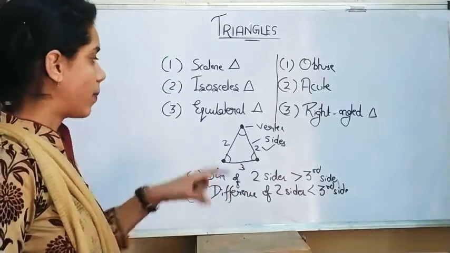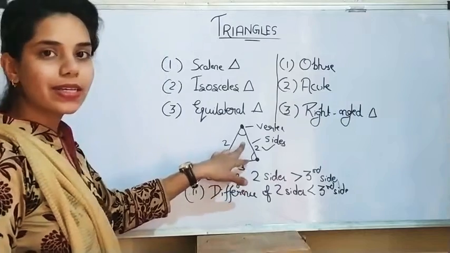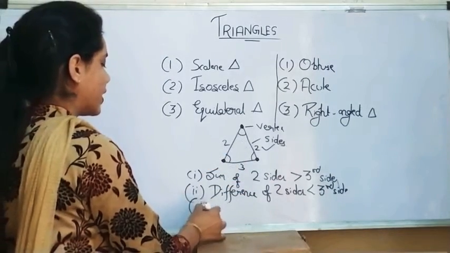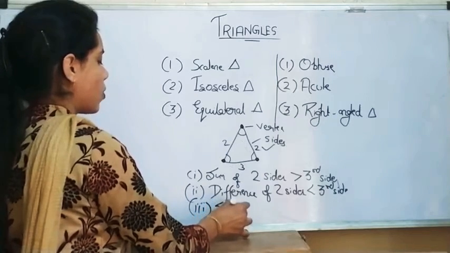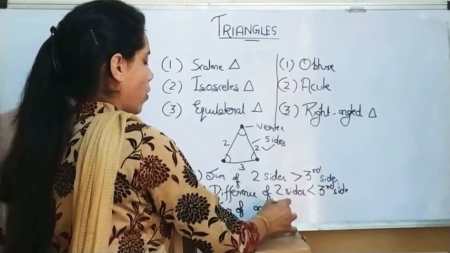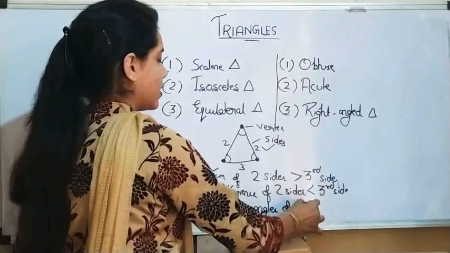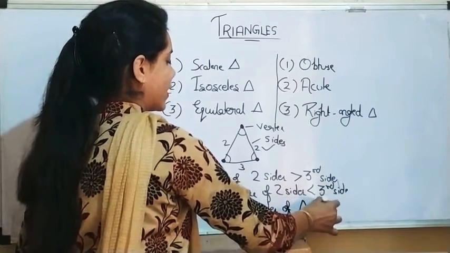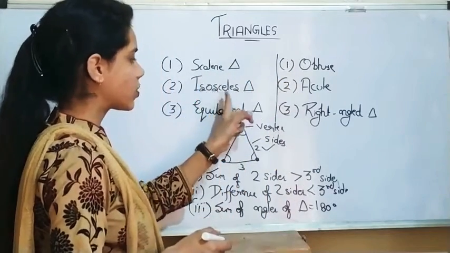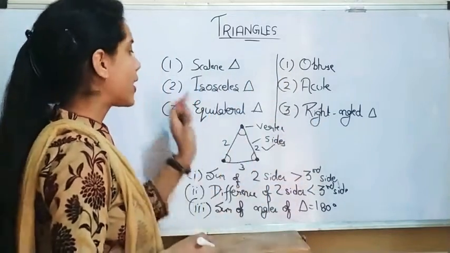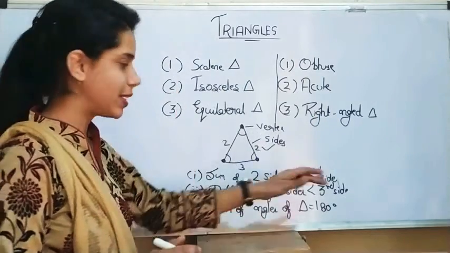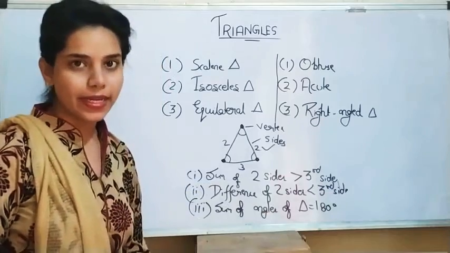Now, what about the sum of angles? The sum of angles of the triangle is 180 degrees. The sum of angles of any triangle is equal to 180 degrees. It can be any triangle. It can be scalene, obtuse, isosceles, or right angle triangle. It can be any triangle, but the sum of angles of any triangle is 180 degrees.